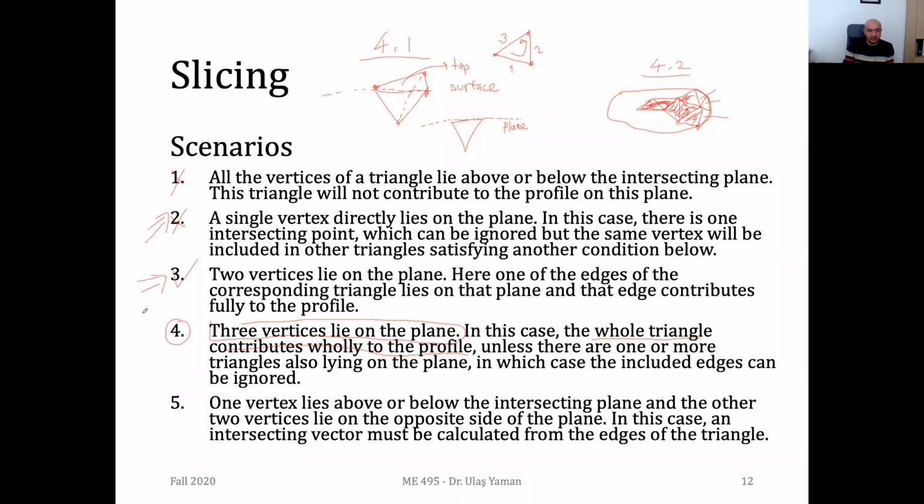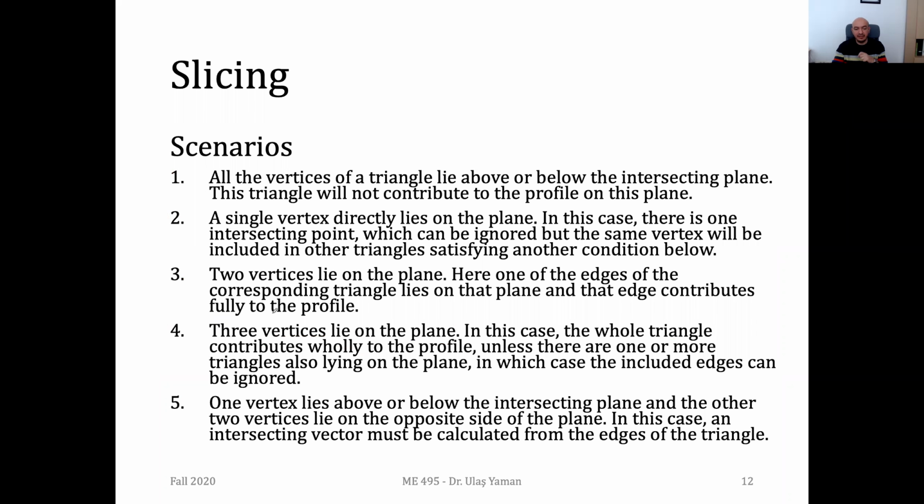Now let's focus on the fifth one. Not that complicated. In this case, we have a kind of a triangle once again, and this time we have an intersection with the slicing plane. And we need to determine these intersecting points and then store them into our list so that later we will order these portions to obtain the outer boundary.